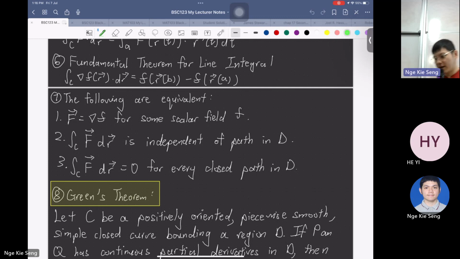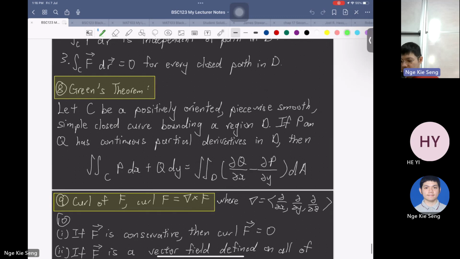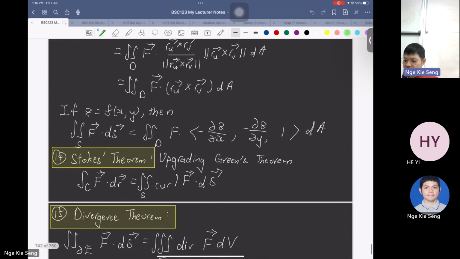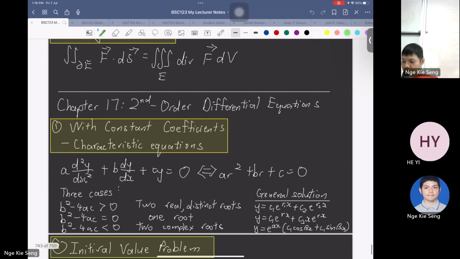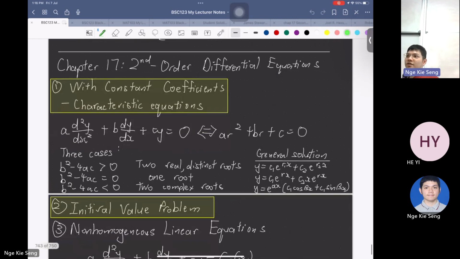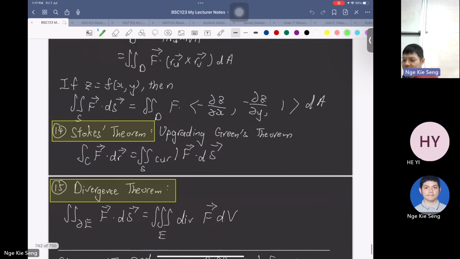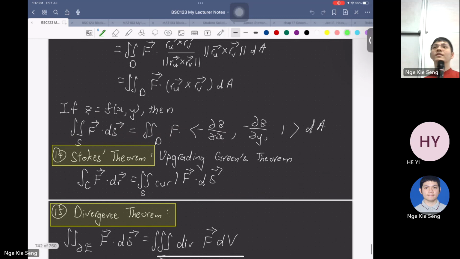Then we finish with Green's theorem, Stokes' theorem, and the divergence theorem. Just now we went through all of these. We don't have ODE. ODE is in your other class. We don't have ODE here. Any question?